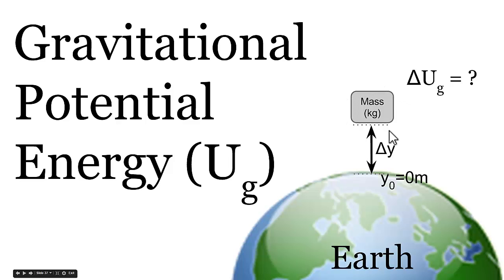Anytime a mass or an object is separated from the Earth or its vertical position is increased, we say that the mass or the object and the Earth together are storing gravitational energy. So if the separation is increased, there's going to be an increase or change in gravitational potential energy. What we want to be able to do is quantify or figure out how much gravitational potential energy you store when you separate a mass from the Earth.